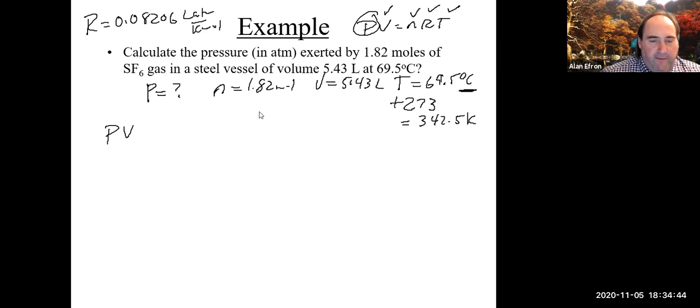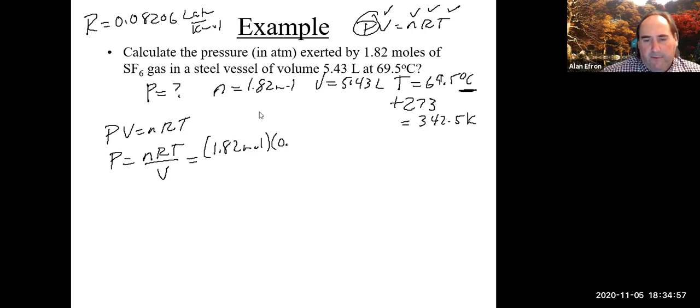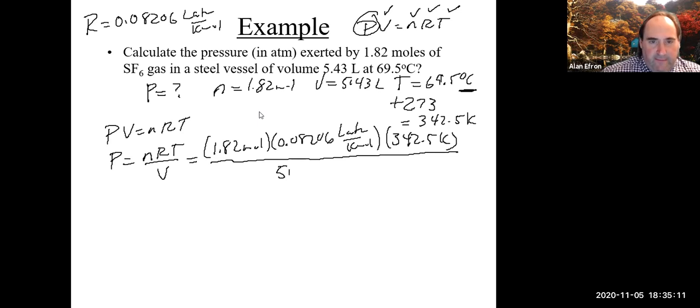And now if we take our PV equals NRT and solve for P, we're going to divide V to the other side. And putting in our numbers here gets us 1.82 moles, or 0.08206 liters atmospheres per Kelvin mole, our temperature of 342.5 Kelvin, all divided by our volume of 5.43 liters. In terms of units, moles will cancel, Kelvin will cancel, liters will cancel. Going to leave you my really scribbled atmospheres as the only unit left up there. And it looks like we will end up with 9.42 atmospheres.